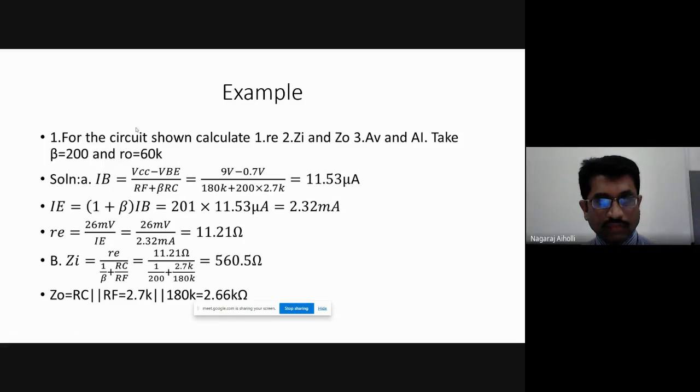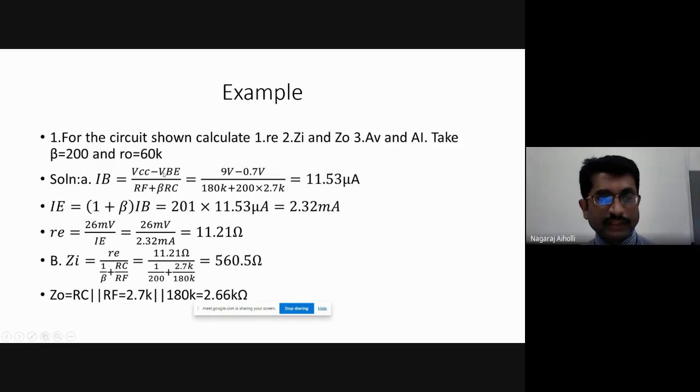I am solving question number 9. Find the value of re, Zi and Zo, Av and Ai. Consider beta equal to 200 and ro equal to 60 kilo ohms. This is the output resistance, ro equal to 60 kilo ohms.